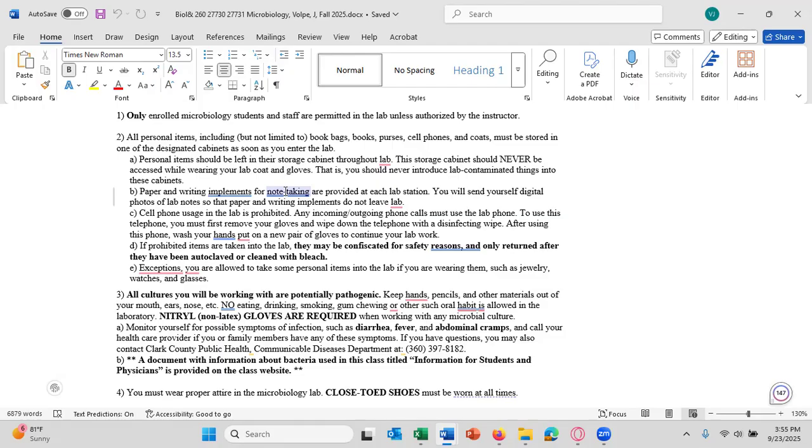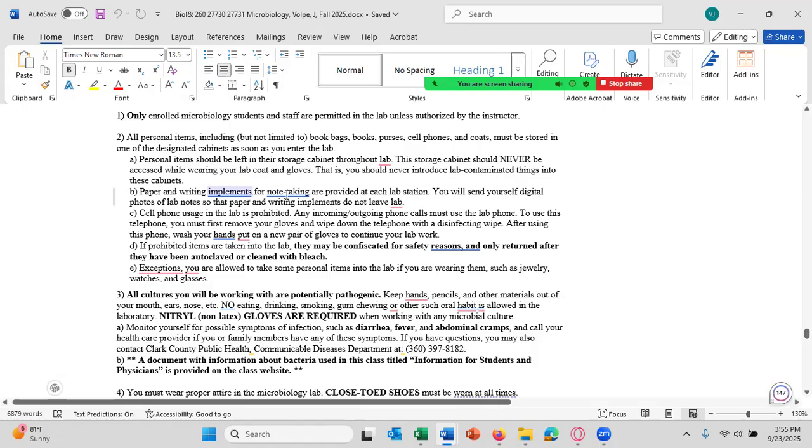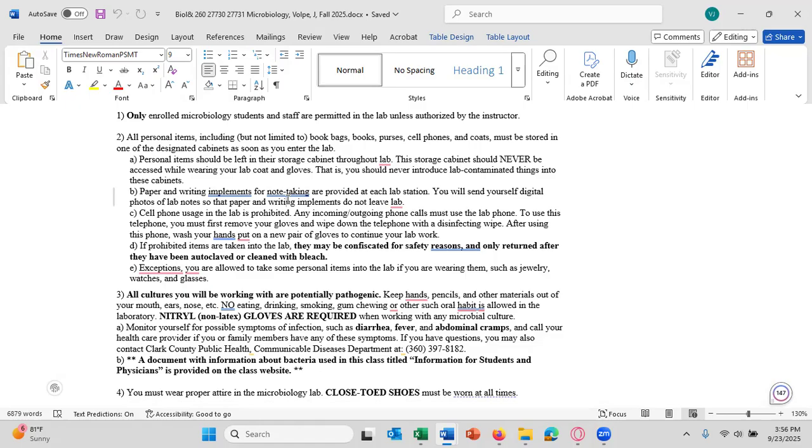Paper and writing implements will be provided for you, and you have a personal drawer space for you and your partner for storing these items. Anything that comes into the lab, like your notes and your writing instruments, should stay in the lab. If you bring in a pen for the lab, it will stay in the lab permanently until it is given to the instructor to be either autoclaved or put into a beaker of bleach or disinfectant for 15 minutes, and then you can take it home.